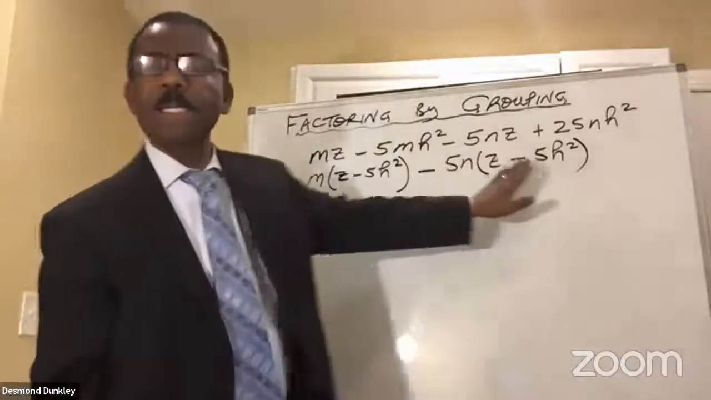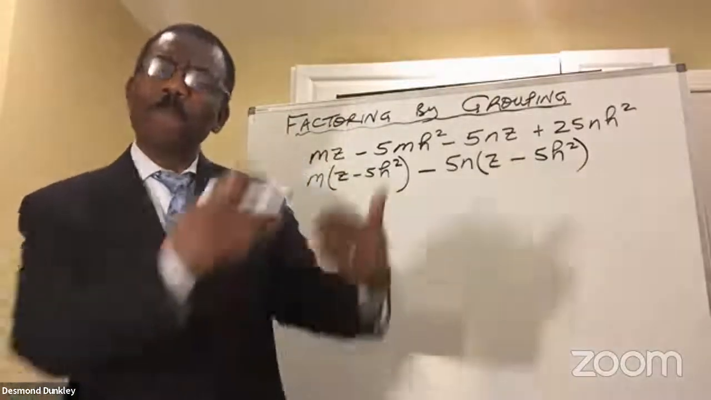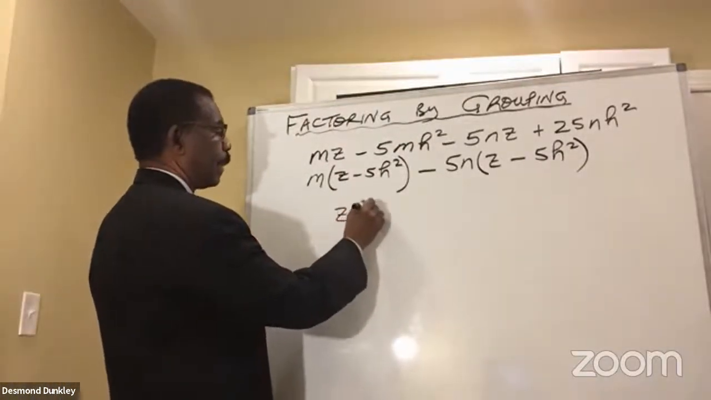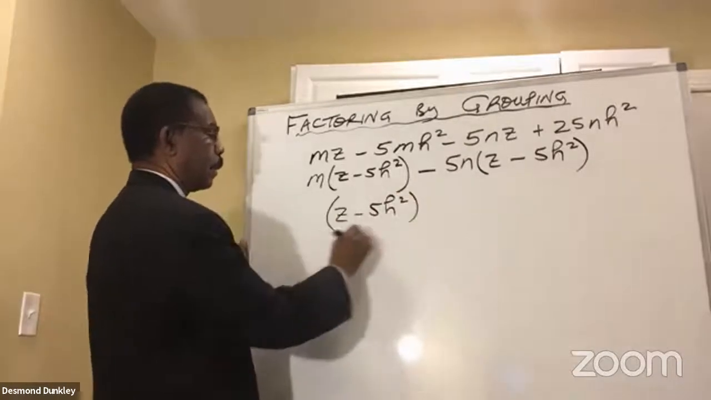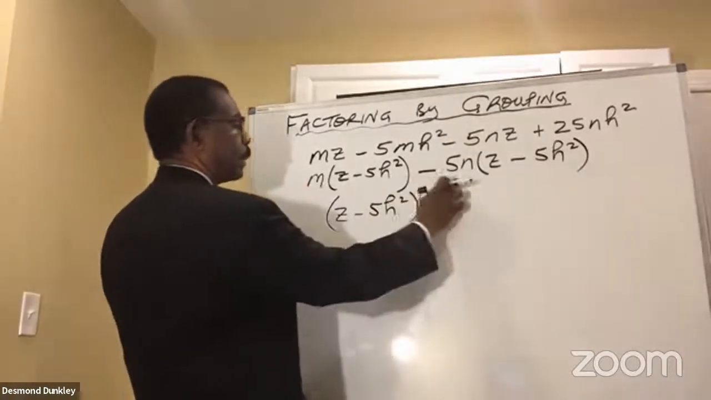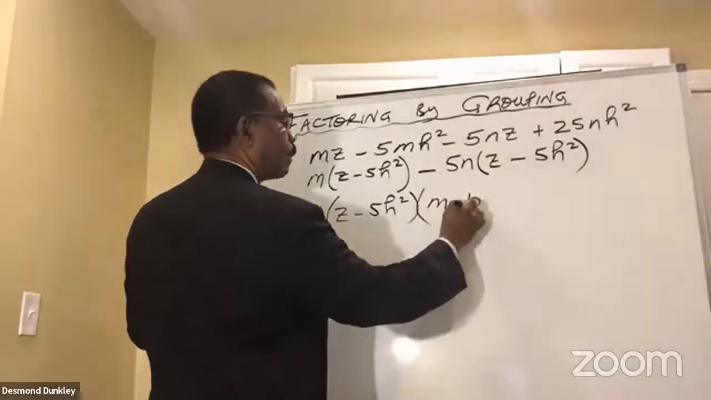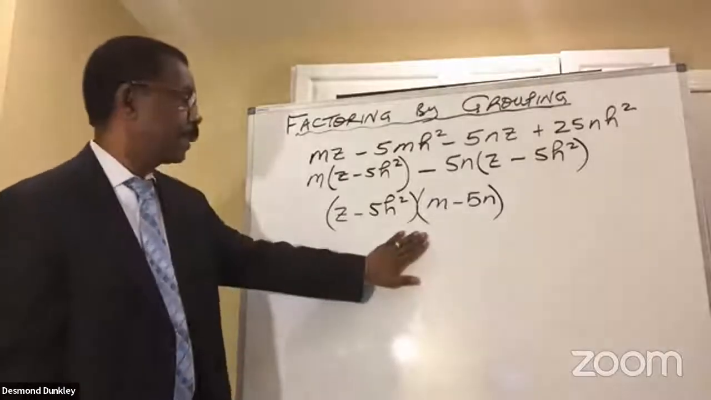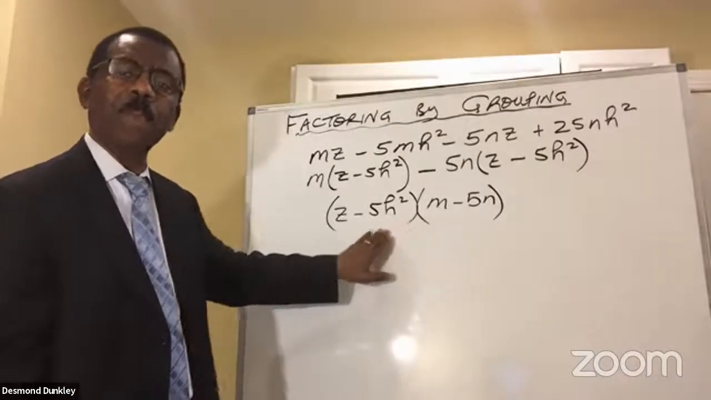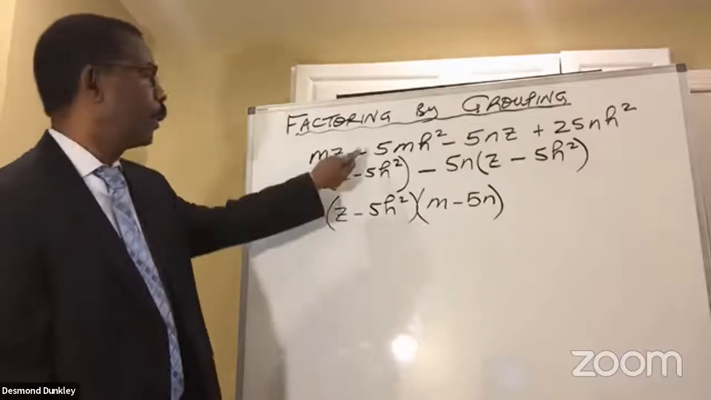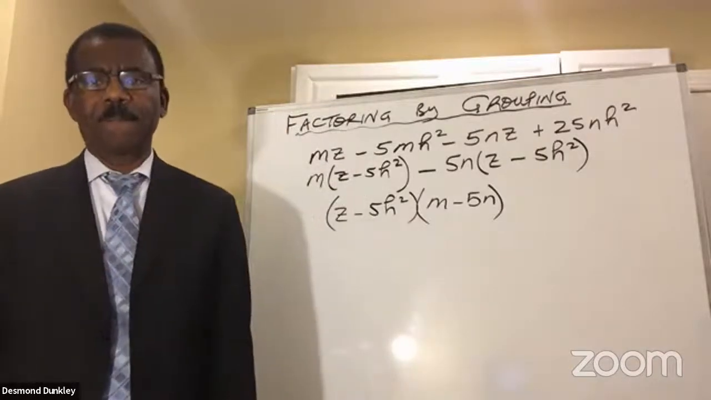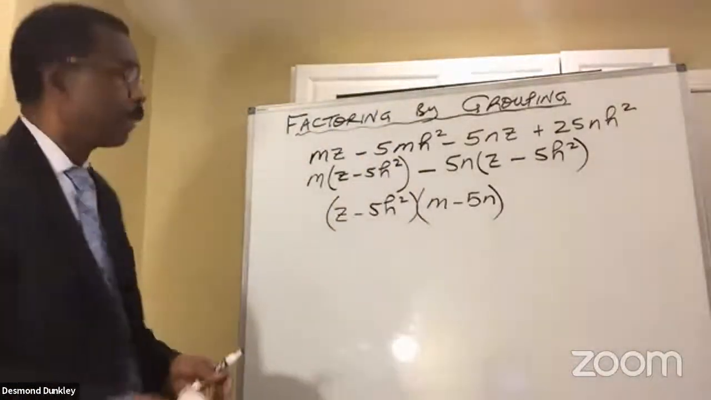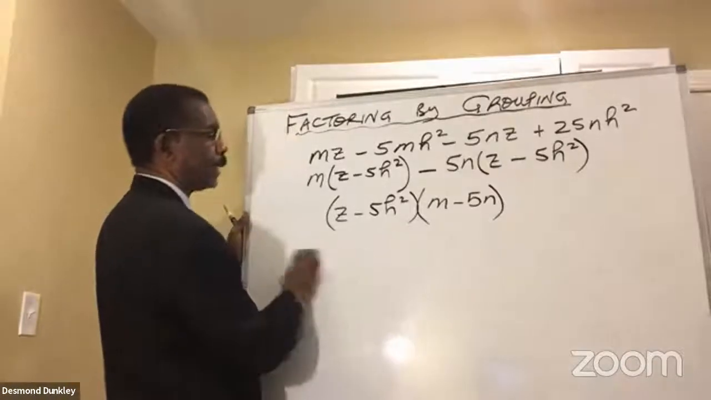And notice that the two parentheses are identical, so therefore we can factor that out. So we end up with z minus 5h squared times what is on the outside, which is m minus 5n. I guarantee you this, when expanded, when you multiply these two binomials, you will get what is above. Guaranteed. Okay? So that wasn't too bad. Let's try something that might be a little bit more challenging.